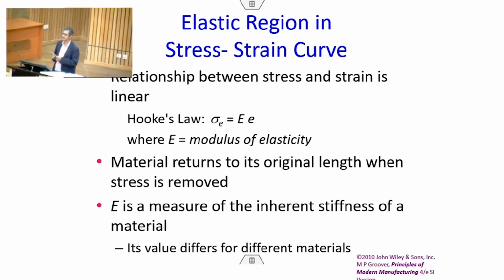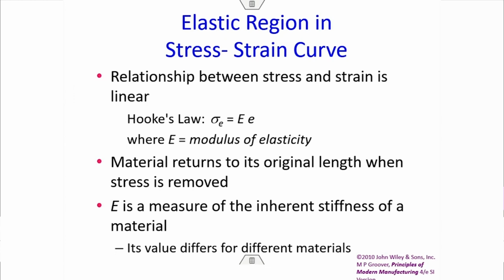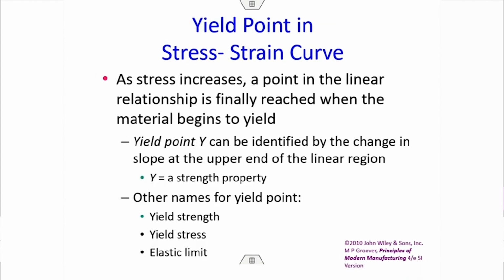E is the measure of inherent stiffness of the material, and this intrinsic property depends on the bond strength of the atoms in the material. Its values differ for different materials, because of their bonding nature. Well, and then we talked about the yield point in stress strain.